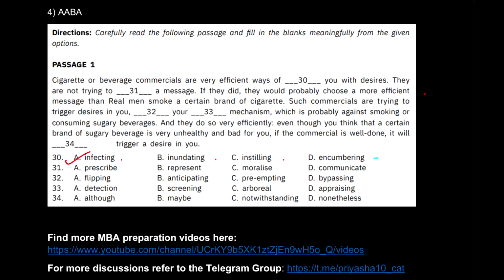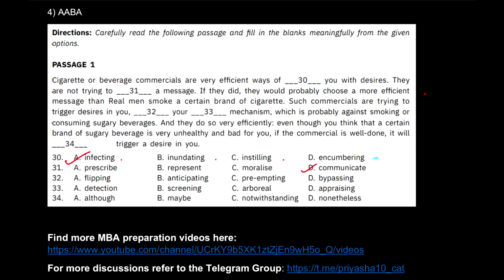Now the next one. They are not trying to dash a message, prescribe a message, represent a message, moralize a message, or communicate a message. Well, messages are only communicated. So we get the meaning here as D for 31. Moving further, if they did, they would probably choose a more efficient message than real men smoke a certain brand of cigarette. Such commercials are trying to trigger desires in you, dash your dash mechanism. So something is triggering desires in you. So and dash your dash mechanism.